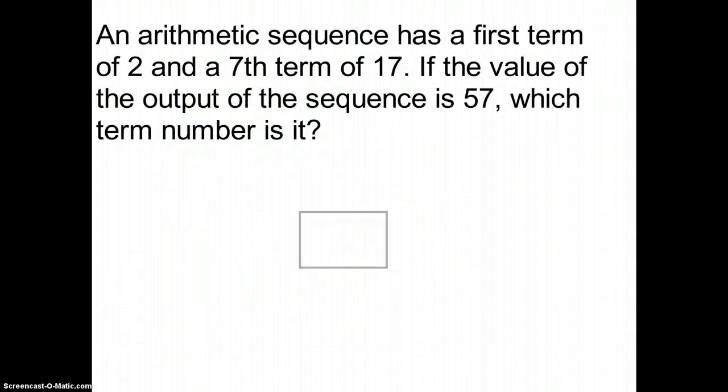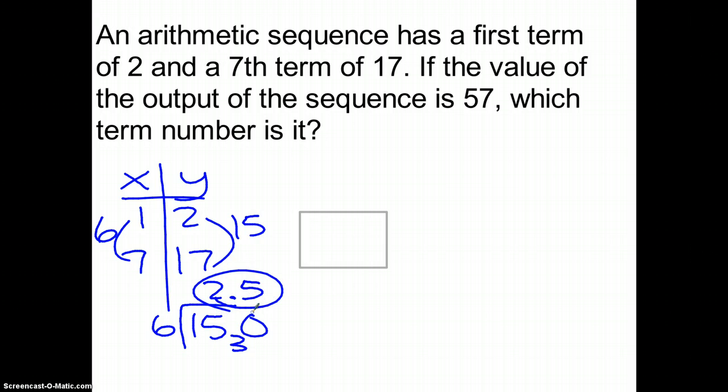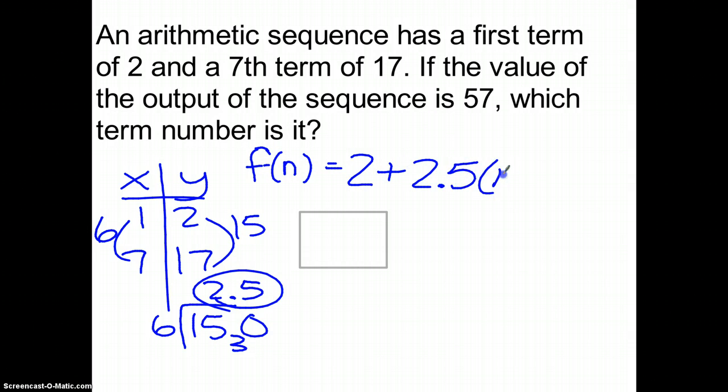An arithmetic sequence has the first term of 2 and a seventh term of 17. Right away, I have 2 points, or 2 terms. If I have 2 terms, I'm going to make a table and find what it's going by. So this is 15. This is 6. 15 divided by 6. I don't really know that. So 6 goes in here twice, with 3 left over, 6 goes into 30. So it's 2.5 for our slope. And so I have Fn equals, my first term is 2. It's adding 2.5. And then n minus 1.